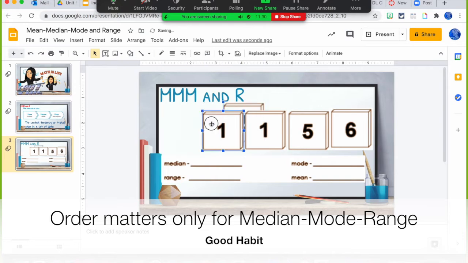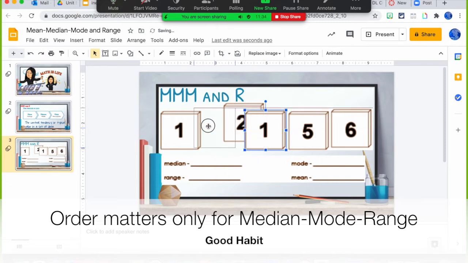So what I'm doing here is first I'm putting them in order. 1 first, another 1.